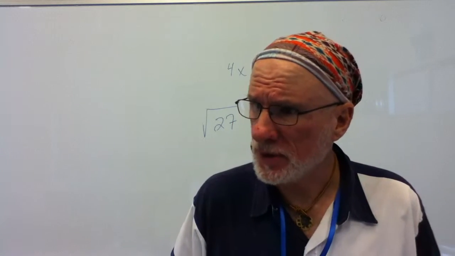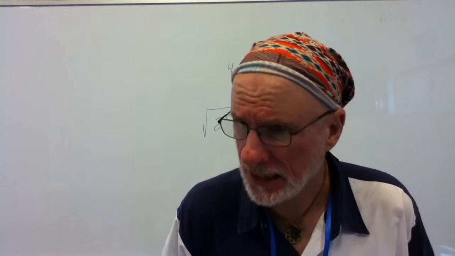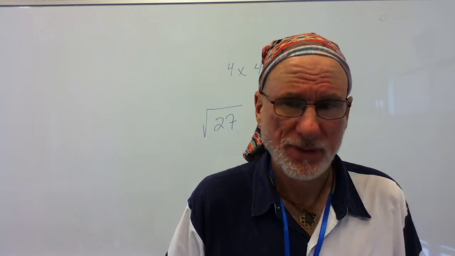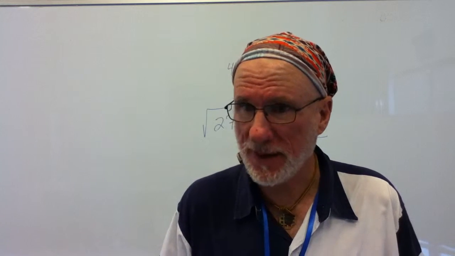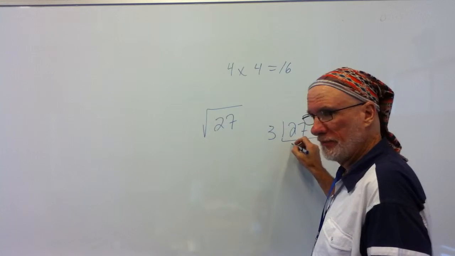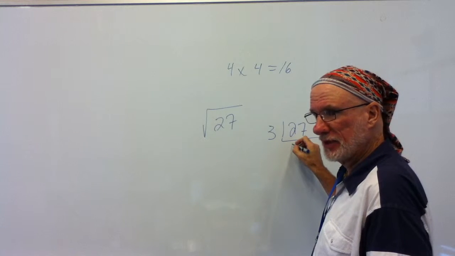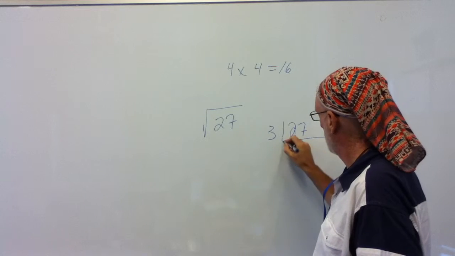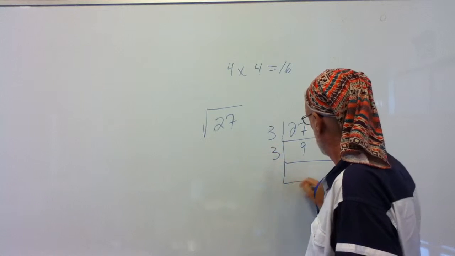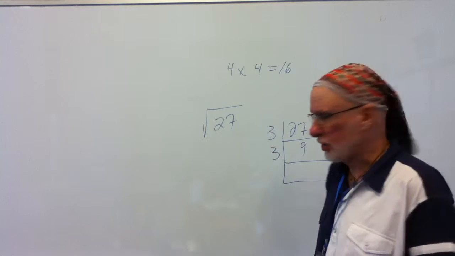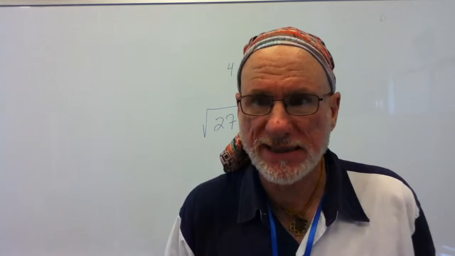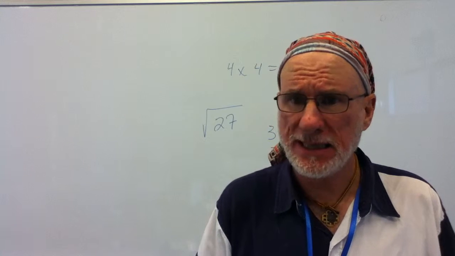The sum of the two digits of 27 is 9. Is 9 divisible by 3? Yes. Therefore, is 27 divisible by 3? Yes. And what does 27 divided by 3 equal? 9. Okay, is 9 divisible by 3? Yes. What's left over? 3, then 1. Okay, so what is 27 as written in index form?